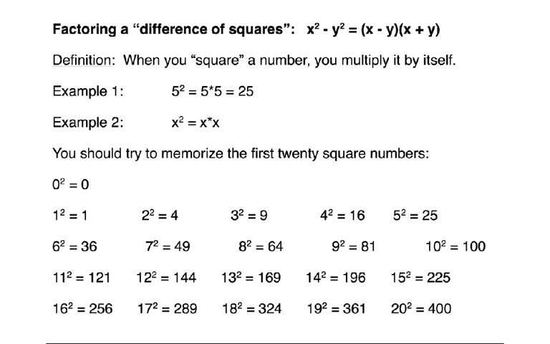This lesson is about a special factoring technique called difference of squares. The formula is x squared minus y squared equals x minus y times x plus y.